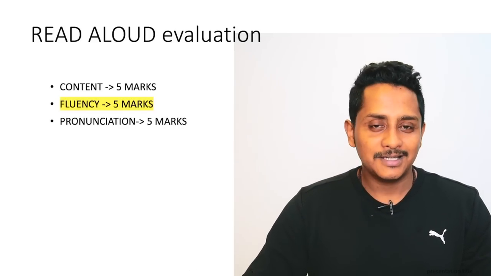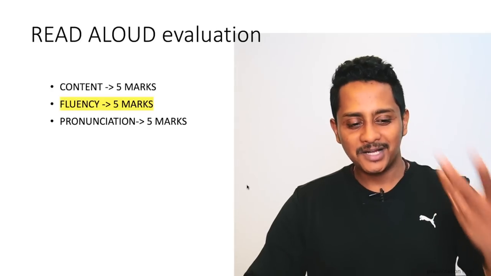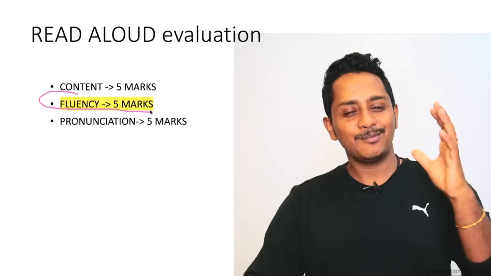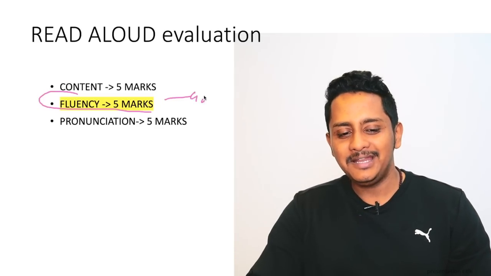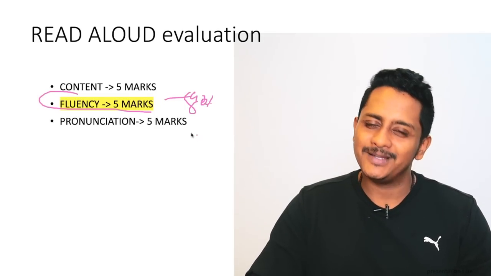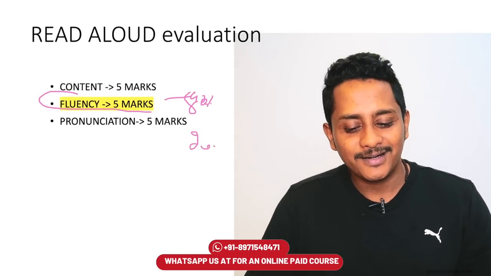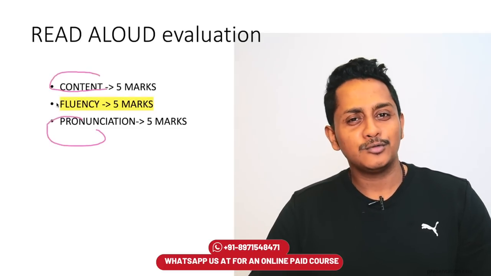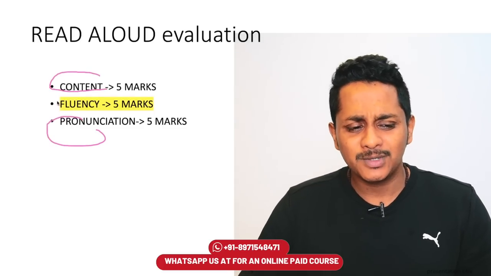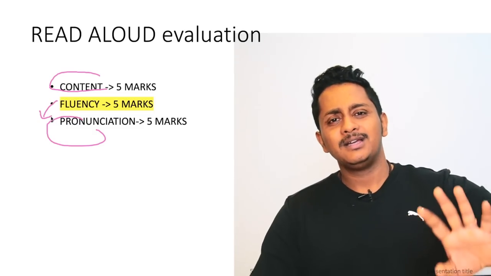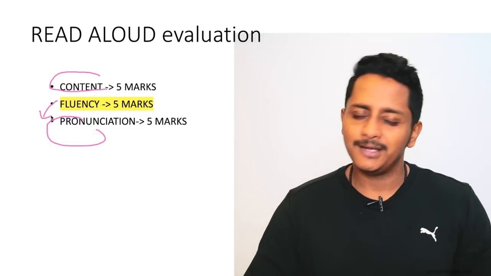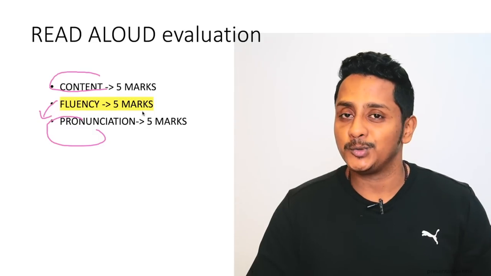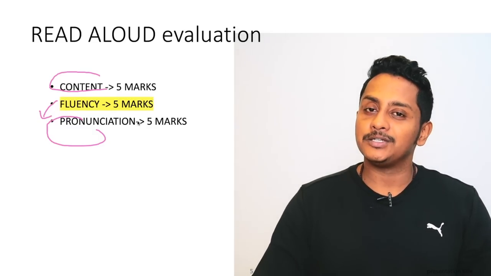This is what they say, but from our experience, from our observation, it is just this. It's mostly 90% or let's say 80% fluency, 20% is the content. If you focus more on content and pronunciation, most probably you will fall down on fluency. I'll explain how to get fluency 5 marks, what is fluency and everything, but it is just the fluency that contributes marks over content and pronunciation.